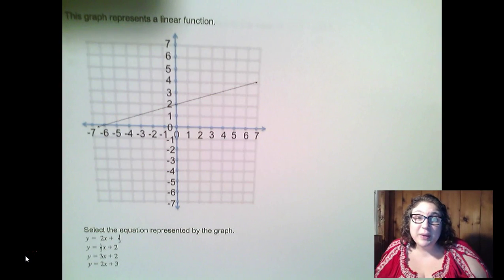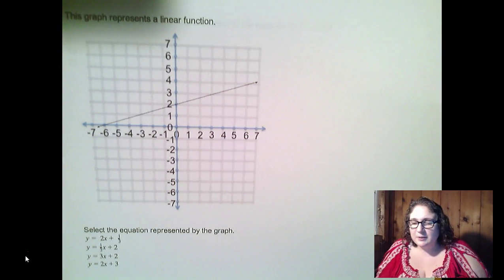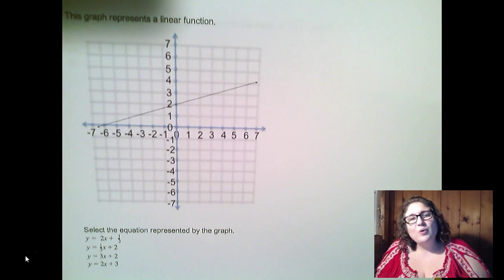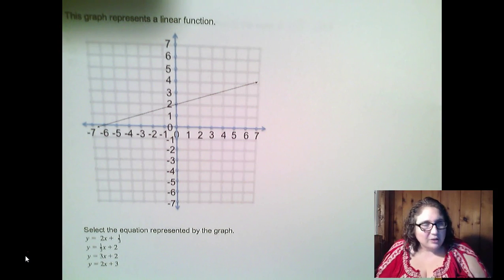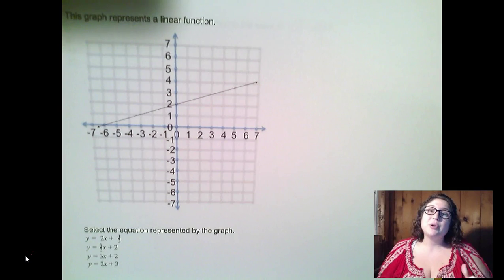I've got an 8th grade SBAC style question to go over with you. Woohoo! All right, we got this. Let's read it first and figure out what to do. This graph represents a linear function. That's a very pretty graph. Select the equation represented by the graph. 2 ways to do this. If you know the slope-intercept form, your life is easy. If you don't, I'm going to show you another way.